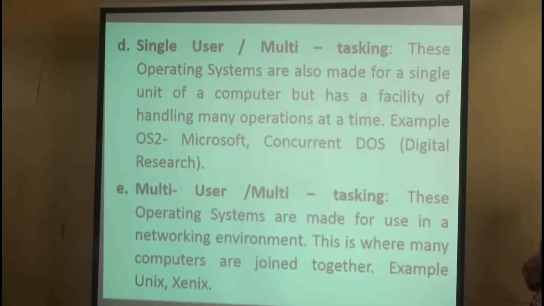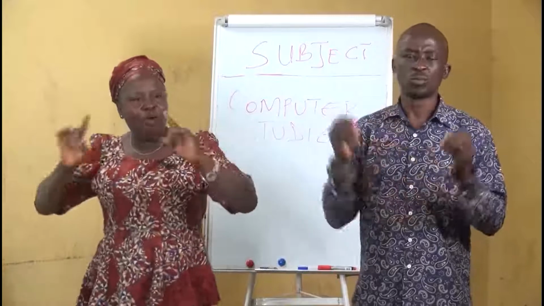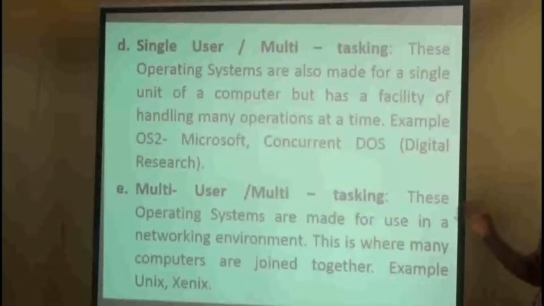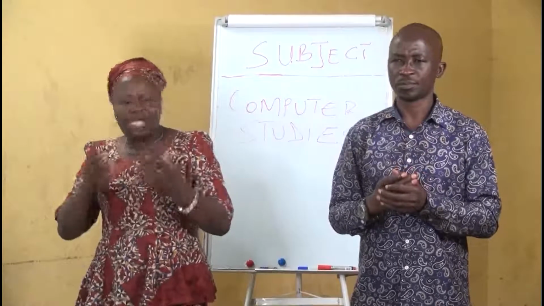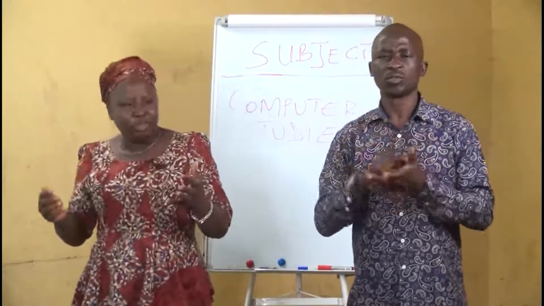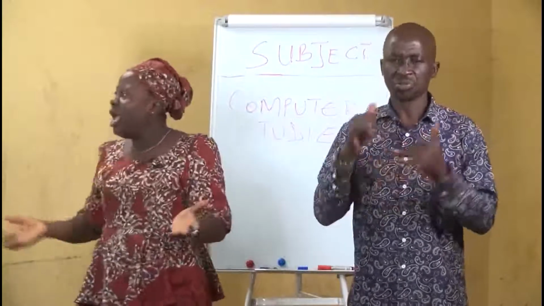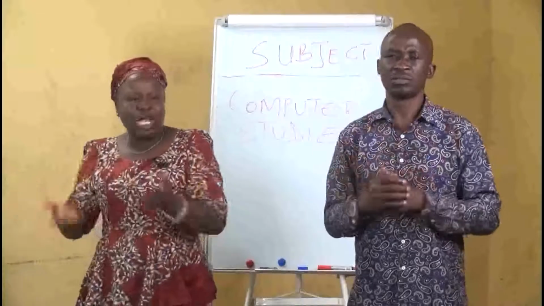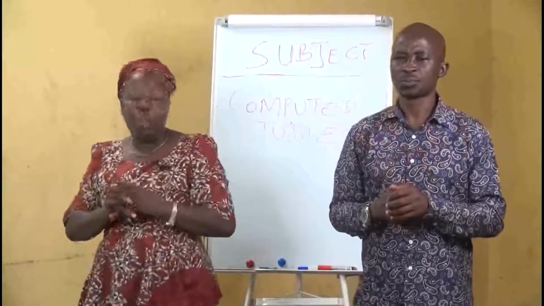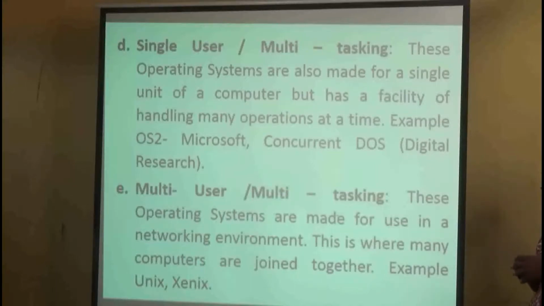Now, single-user multitasking. It is still an operating system made for a single unit of a computer, not more than one computer, but it has a facility of handling many operations at a time, in the sense that you can be printing, you can be playing games, and so on. What are the examples of this type of operating system? Microsoft Concurrent DOS, and so on.